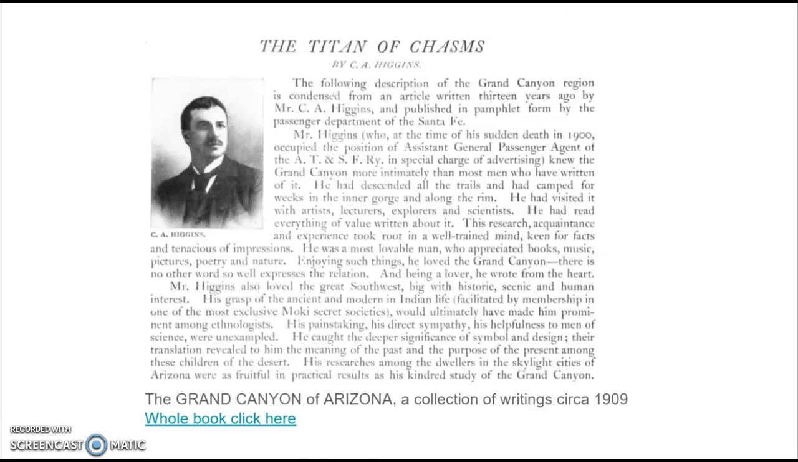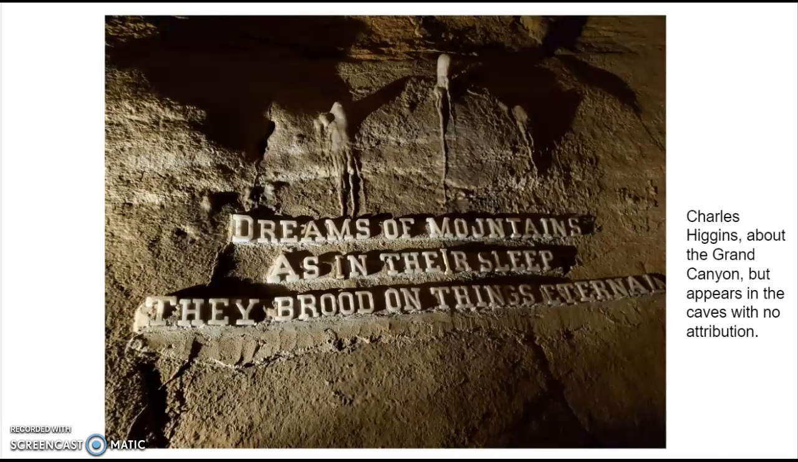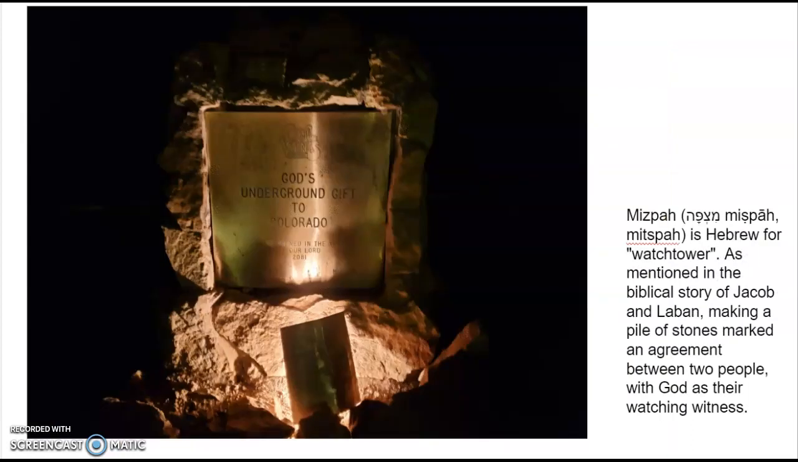So, who is this guy Higgins? He wrote about the Titan of Chasms, and he was one of the foremost white people in the Grand Canyon. He knew all about it, more than almost anyone else, and he would help escort people, lecturers, explorers, scientists into the canyon. So why this is in the cave, I am not entirely sure. And then, of course, there's another plaque in the cave, and I could find no evidence of where this came from.